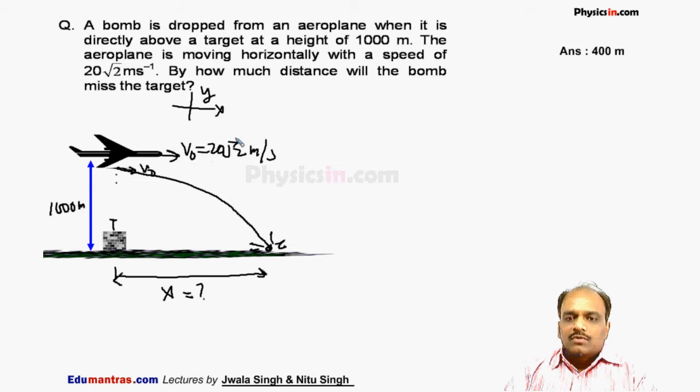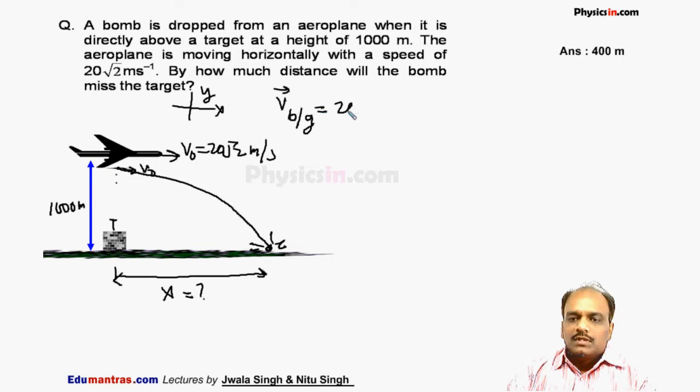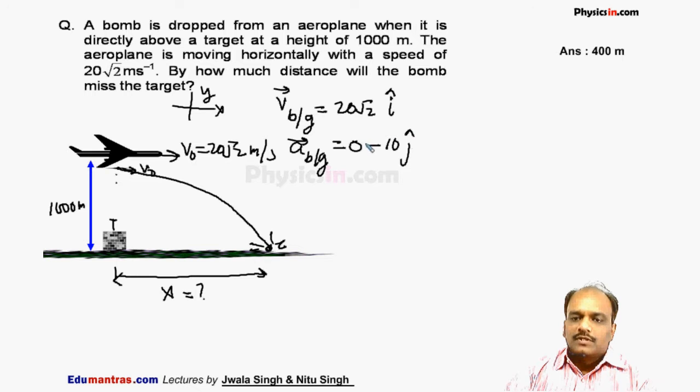So in this coordinate system I will write the velocity of the bomb with respect to the ground, which is the same as the velocity of this bomber, meaning it is 20 root 2 i cap. And the vertical velocity is 0. In the same way, the acceleration of the bomb with respect to the ground, the horizontal acceleration, is 0 and the vertical acceleration is minus 10 j cap, that is g: 0 i cap minus 10 j cap.